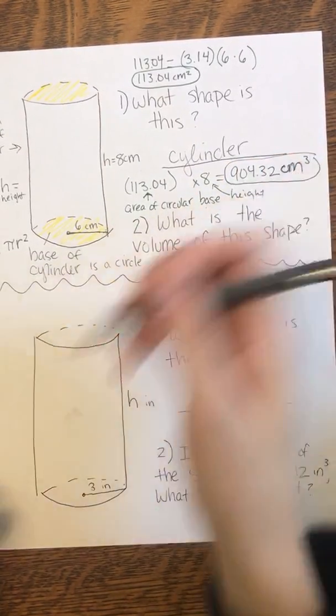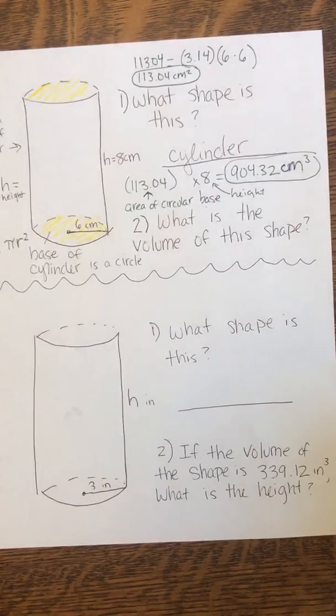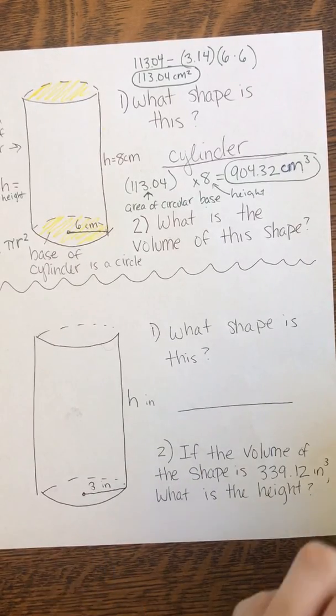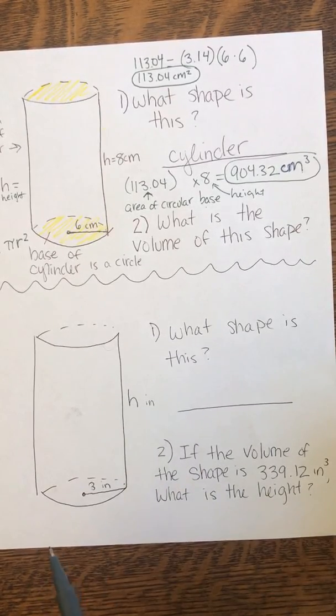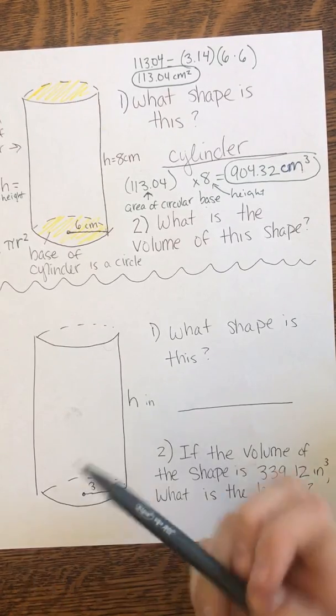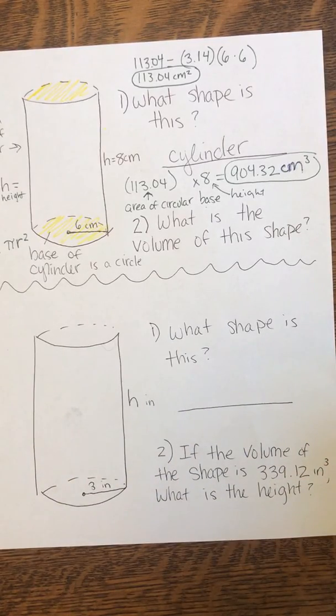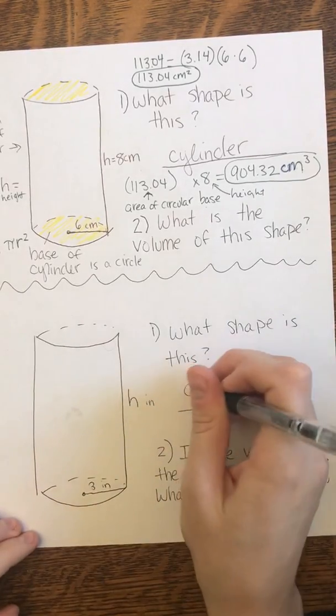Let's do another one. Okay, so I am given another shape. And the first question of this part is just, what shape is this? Well, I know it's a cylinder based on how I answered the first problem. Again, if you're having trouble identifying what figure it is, please email me or comment below because that is important and I want to help you. Again, this shape is a cylinder.